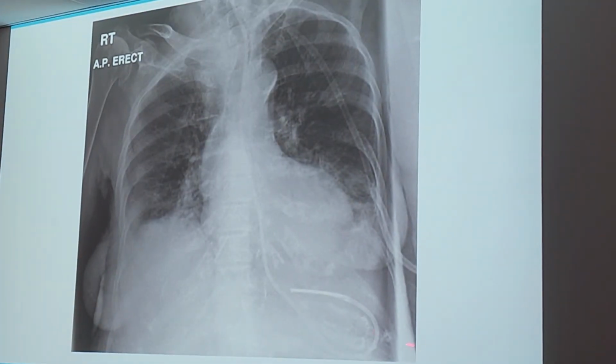Another picture of the Dobhoff, you can see the weighted tip here. Sometimes the doctors may ask you to do a chest x-ray instead of an abdomen if they suspect that the tube has somehow coiled up in this area. But most of the time, it's going to be an abdomen x-ray. Okay?